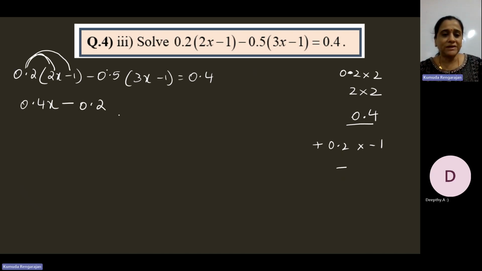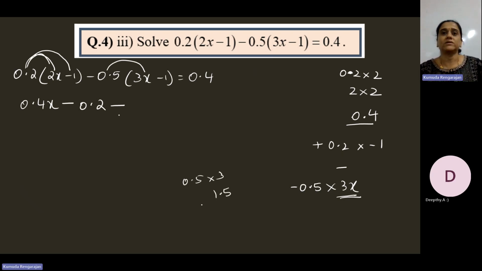Then you'll have to multiply minus 0.5 and 3x. What's the sign for 3x? What is before it? It's plus here, right? So minus into plus, minus. Where do you see the plus? What sign is before 3x? There is nothing here, so it is plus. So plus into minus is minus 0.5 into 3. What is 0.5 into 3? 5 3s are 15. 1.5.